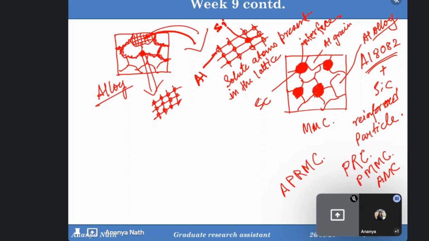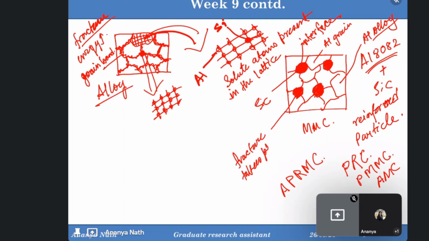There the bonds are either stretched or compressed, so they are feeling more stress, and this is why the grain boundaries are a high energy zone. The fracture will take place in the grain boundary first in case of alloy. But in case of MMC, the fracture will take place in the interface, because this interface is not properly bonded as in the case of alloys.